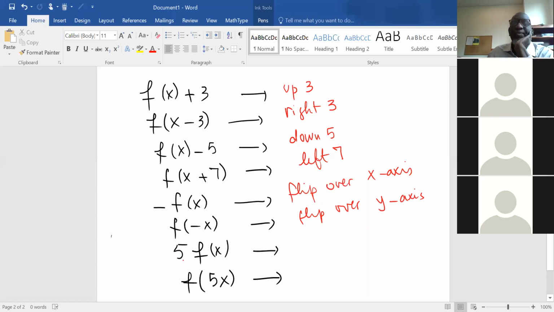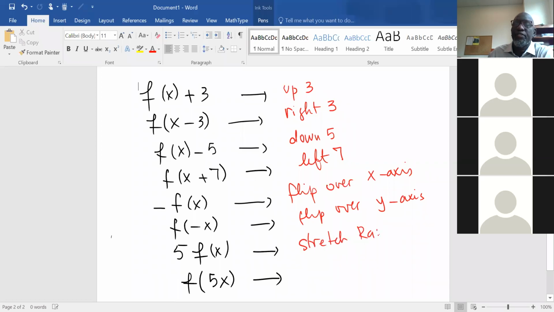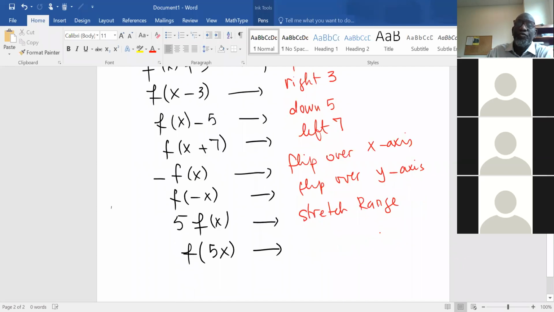This one, what's going to happen to the domain or the range here? When you multiply by 5 outside, everything outside is about the range. We're going to make the range 5 times bigger. We stretch the range. But now, what's going to happen to the domain? Do you think the domain got stretched or shrunk? Shrunk. You see, the bigger the number is, the smaller the domain is going to be.